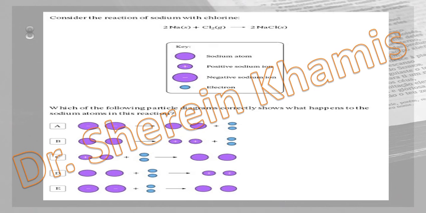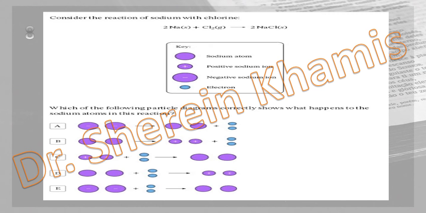Okay, we have the first choice. Which one of the following particle diagrams correctly shows what happens to the sodium atoms in the reaction? We wanted to know what happened to the sodium. Here we have two atoms, so which one will have two atoms? We have B and D. They have two atoms of sodium.